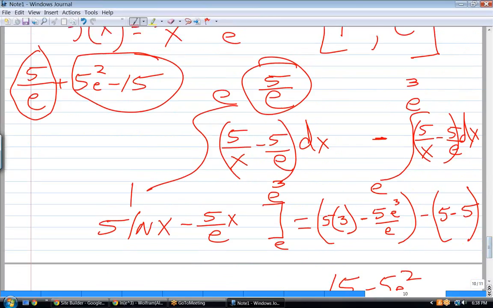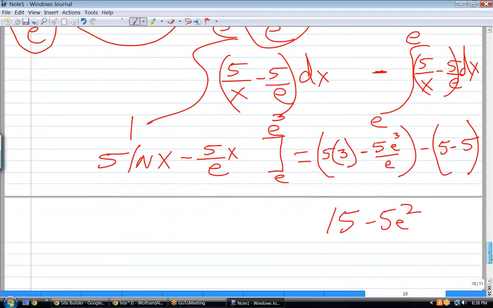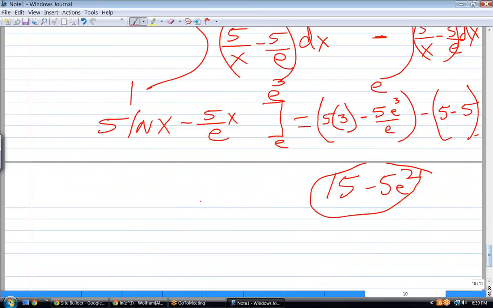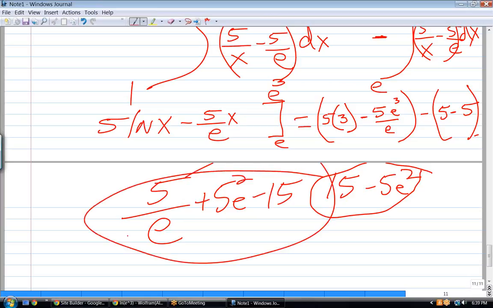Added to the first one, notice that this number is a negative number. That was the area under the y-axis and this function. So it's negative. So for me to add it to the area that was positive, which was 5 over e, I have to flip the signs and make it plus 5e squared minus 15, which was your answer.